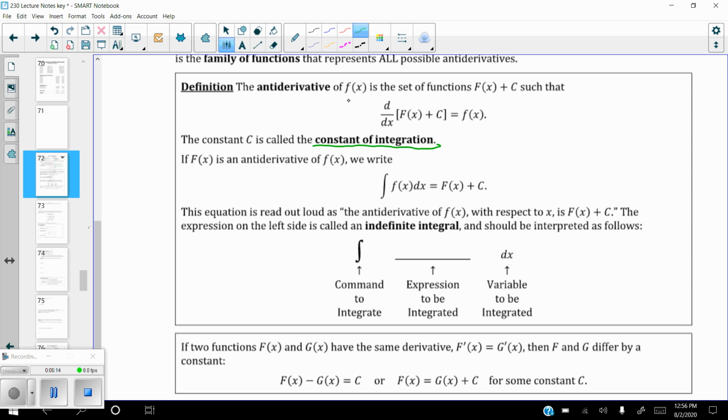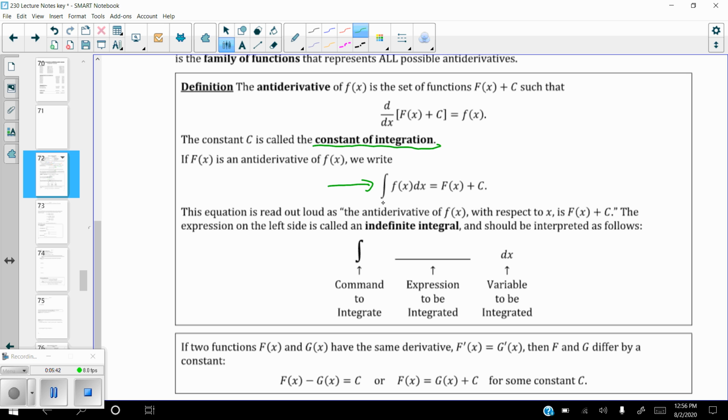Okay, c is the constant of integration. If capital F of x is an antiderivative of f of x, we can also write this right here, which is what's called an integral symbol. We haven't really dealt with that yet. Your book kind of puts it in a different order. I typically don't introduce the integral symbol just yet, but that's what that is. It's called an integral symbol. It looks like an elongated S.